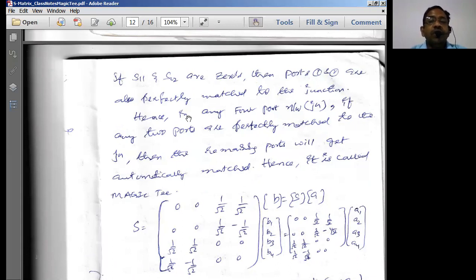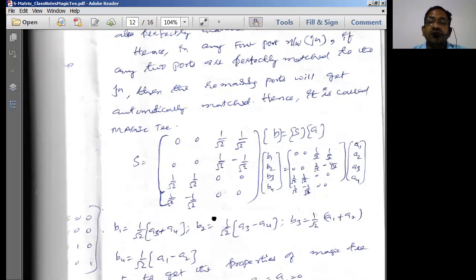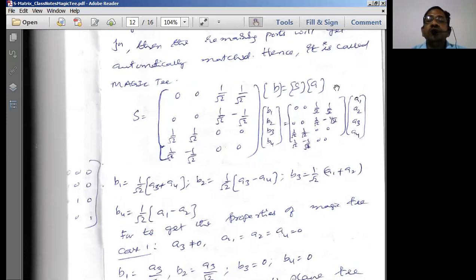Now the beauty of the magic T is this. In any 4-port network or junction, if any 2 ports are perfectly matched to the junction, then the remaining ports will get automatically matched. This is the magic happening here. Therefore, it is called a magic T. That's all. So B is equal to S into A.